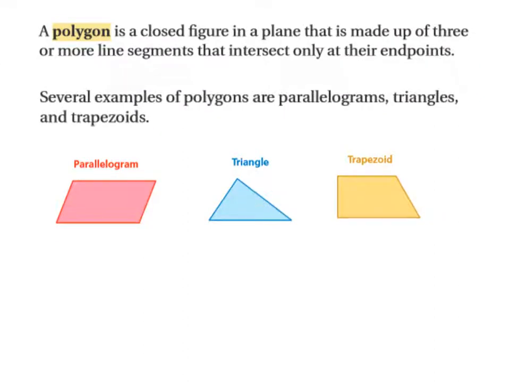A polygon is a closed figure in a plane that is made up of three or more line segments that intersect only at their endpoints. Below you see several examples of polygons: parallelograms, triangles, and trapezoids.